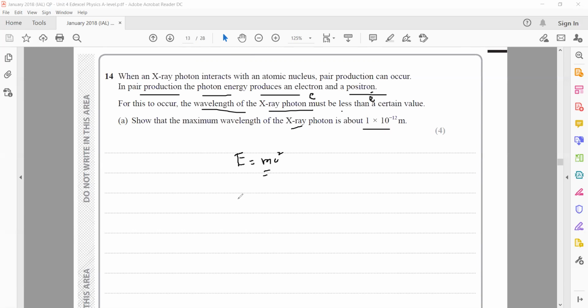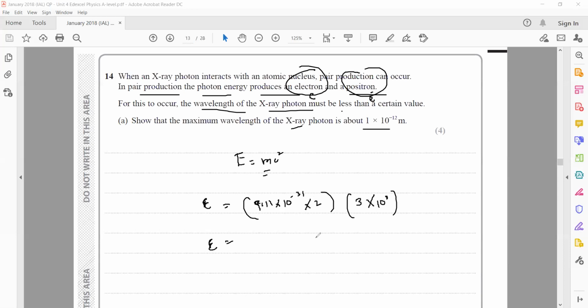Here m is the total mass which I want to produce, because I want to produce an electron and a positron. The mass of an electron is 9.11 times 10 to the power minus 31 kilogram, and the mass of a positron will also be the same. So the total mass will be twice that, multiplied by the speed of light squared, where the speed of light is 3 times 10 to the power 8. When I solve, I'll get the energy E.